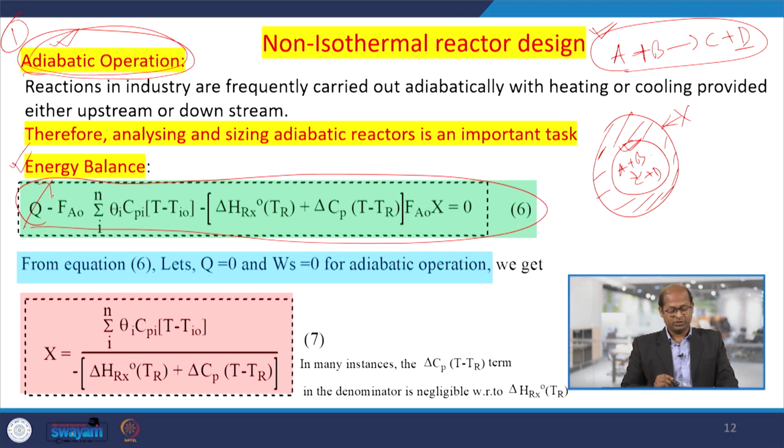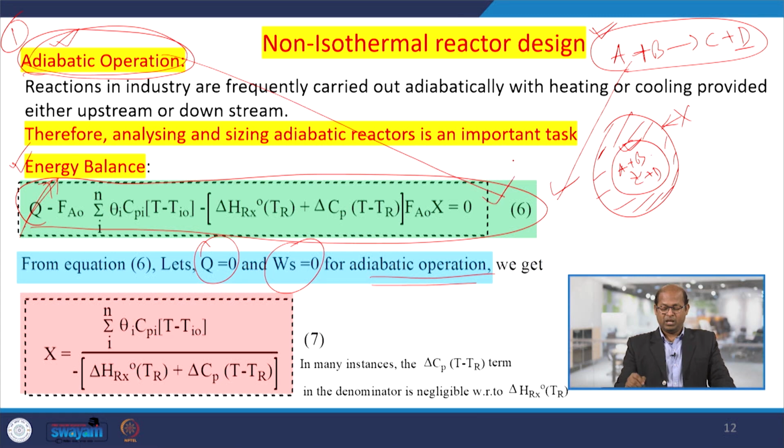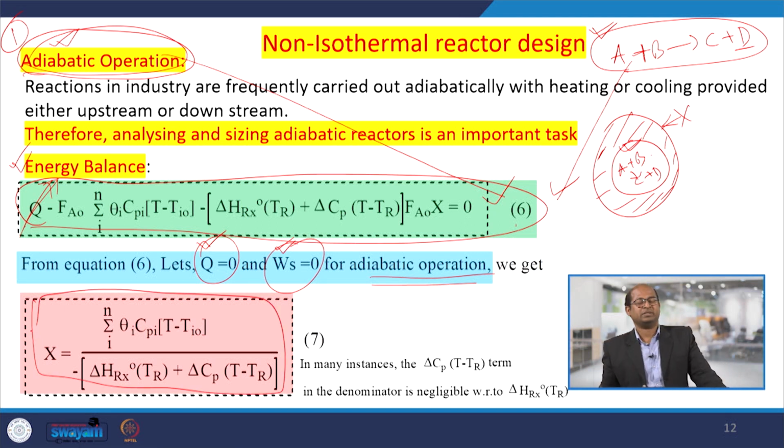Here this Q part would be 0, and W shaft work is also 0 for adiabatic operation. There is no shaft work, and there is no heat supplied in or out of the system. Just the reaction will take place, and we want to know the energy balance under adiabatic operation. So, for this particular reaction conducted in adiabatic mode, after putting Q equals 0 and Ws equals 0 in equation 6 and rearranging, we can get equation 7.